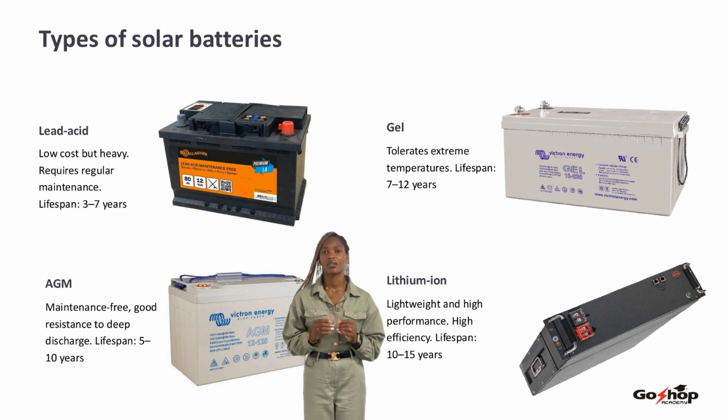There are several types of batteries used for energy storage. Each has its advantages and disadvantages. Here are the main ones. Lead acid battery, the oldest technology, inexpensive but heavy and requires regular maintenance. Lifespan 3 to 7 years.